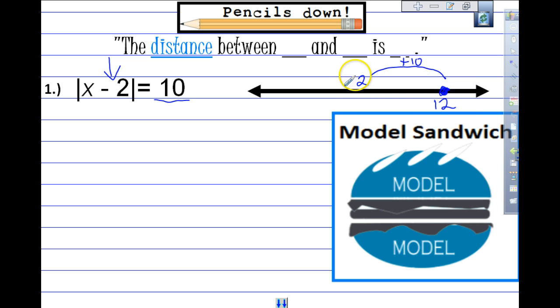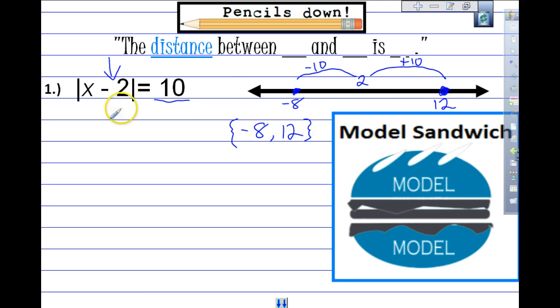No big deal. Over here, if I go 10 the other way, which would be negative 10, 2 minus 10 is negative 8. So I can get my two answers, just like you have on the homework you just did, just by using a graph. Now, let's do the same thing, but not using the graph.